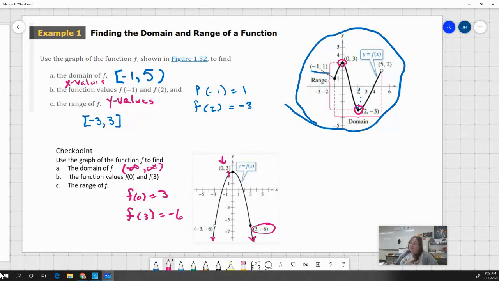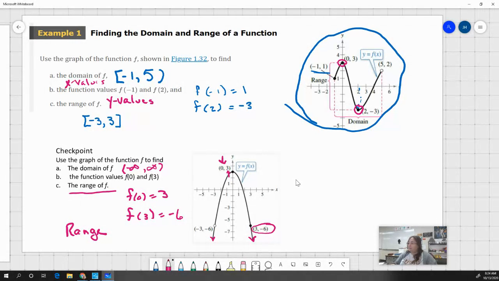The range of f is what are all the values that y can be, right? Domain is our x values, the range is our y values. Now, our domain could be all real numbers. We've already discussed that, right? But our range has some numbers that aren't included.